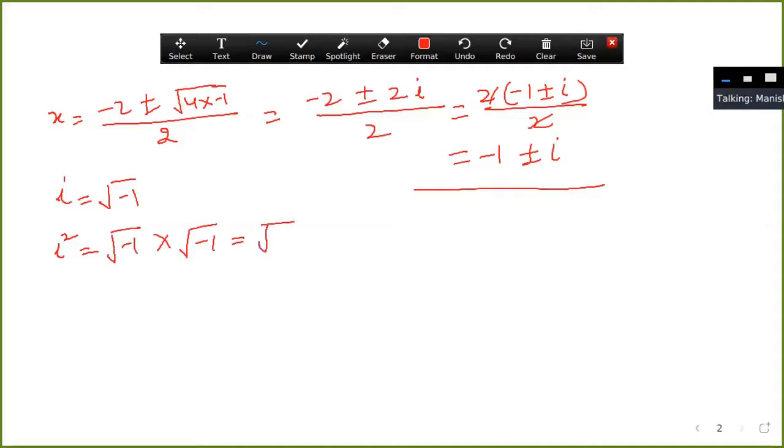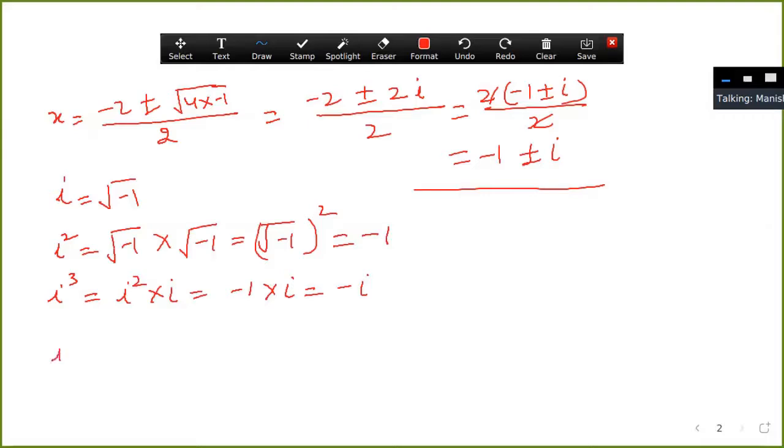It means minus 1 is written 2 times. The value of iota square will be equal to minus 1. What is iota cube? You can write it as iota square into iota. The value of iota square is minus 1, and iota as it is, so it comes out equal to minus iota. It means iota cube will be equal to minus iota.